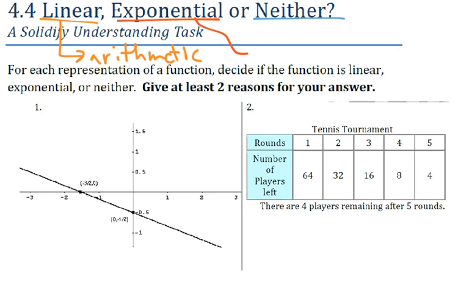Exponential, that's our geometric. Our equal factors over equal intervals. So multiplying, dividing, that's what we're looking at with the exponential. How is that growing? That same factor. And then neither, the last one: if it's not arithmetic or geometric, then it's got to be neither. That's our last way to look at it.